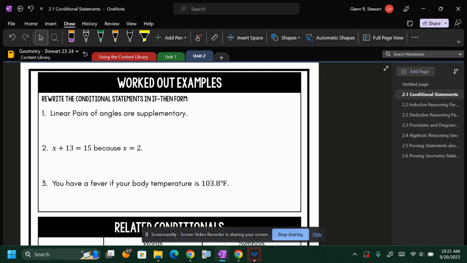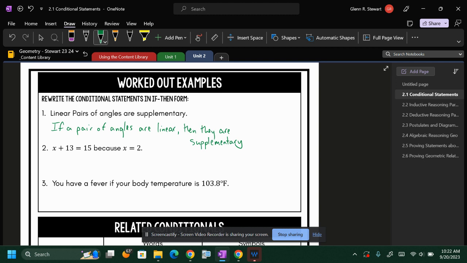So now we've got some worked out examples. I'd like you to try and rewrite these in if-then form. You can either pause the video and try it, or you can just follow along with me. The statement says linear pairs of angles are supplementary. So this can be written, if a pair of angles are linear, then they are supplementary. If you wrote it the other way, just a heads up, then it necessarily wouldn't be true. If you wrote that a pair of angles are supplementary, then they are linear, it's not always the case because you can split those up.